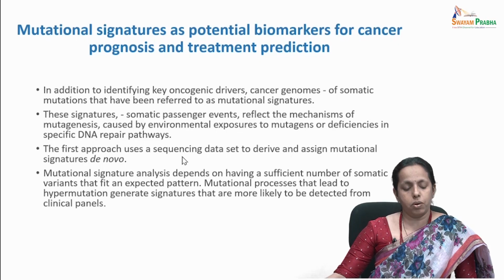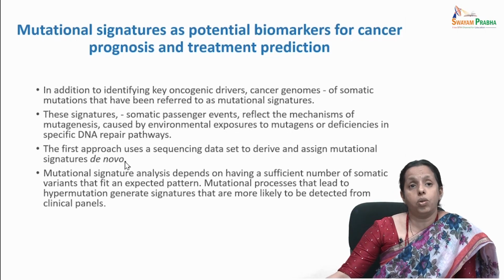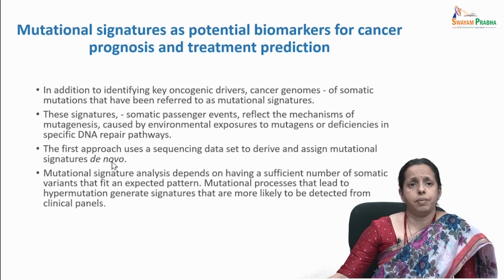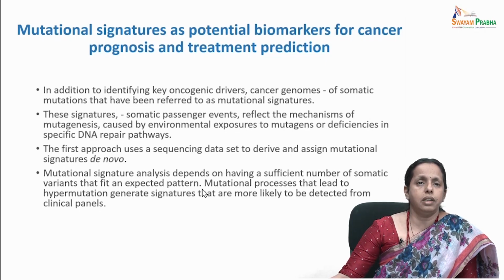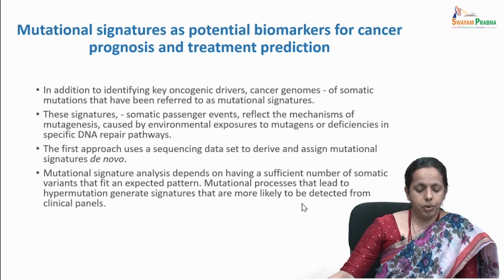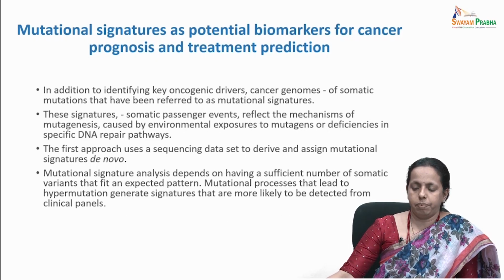Here, the first approach uses your sequencing data sets to derive and assign mutational signatures de novo. Mutational signature analysis depends on having a sufficient number of somatic variants that fit an expected pattern. Mutational processes that lead to hypermutation generate signatures that are more likely to be detected from your clinical patterns.